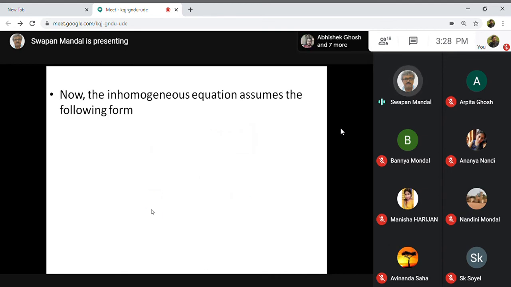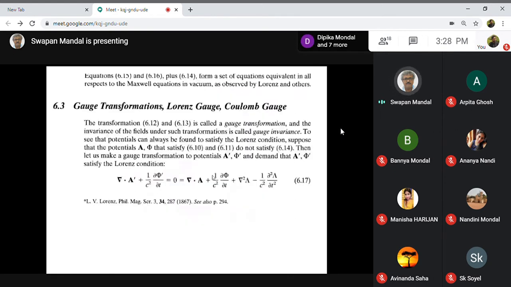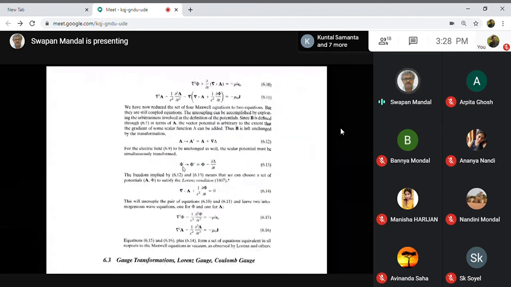This is a very simple addition and subtraction thing. So the previous phi should be changed into phi prime equal to phi minus delta lambda delta t. Therefore, what we got is that if I make a suitable change of the vector potential, A equal to A plus gradient of lambda, and phi equal to phi minus delta lambda delta t, in these changes the electric field and magnetic field remain invariant.